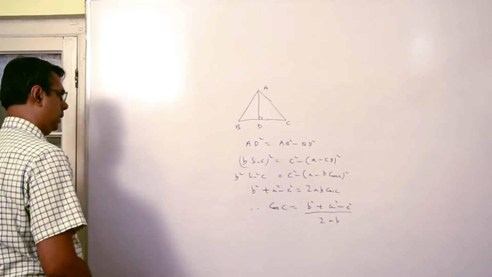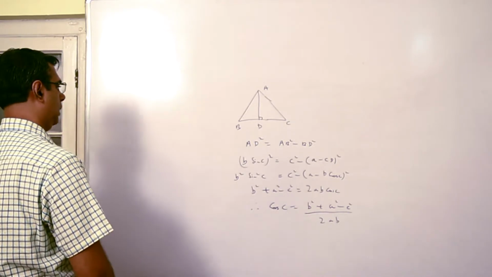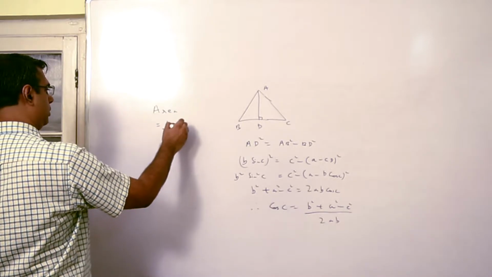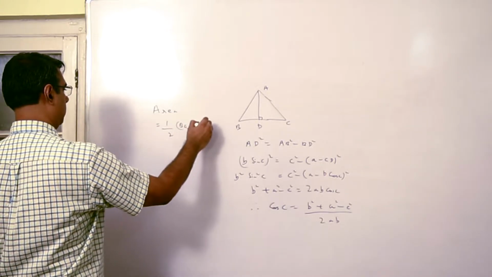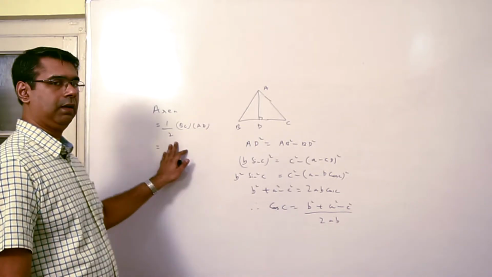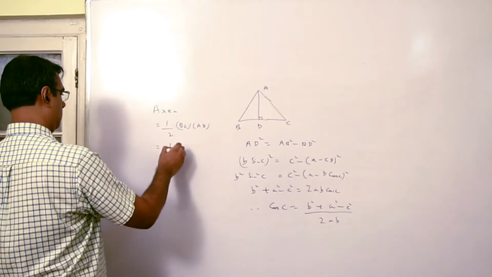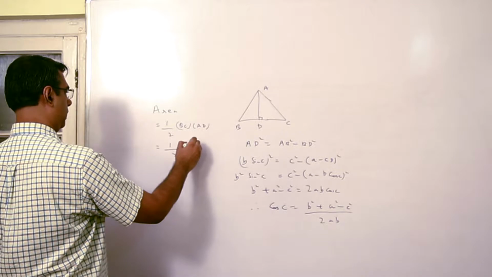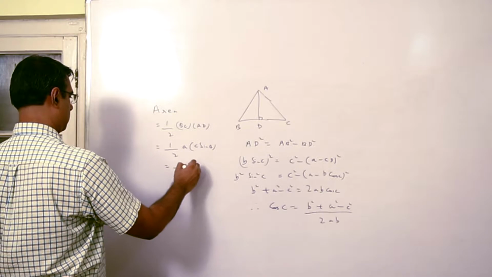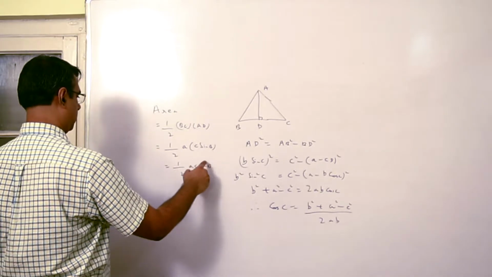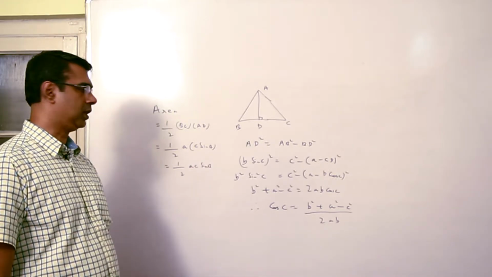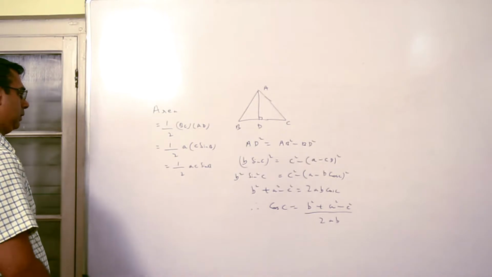Now, in this triangle, you know that area is half base into height. So base, if you take it as BC, and height if you take it as AD, so the area is half BC into AD. So BC you take it as a, and AD will be equal to c sine B. So the area of the triangle will be half ac into sine B. This is the formula to find the area of a triangle.